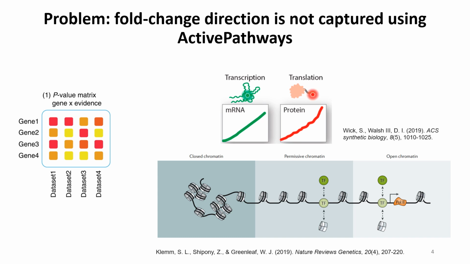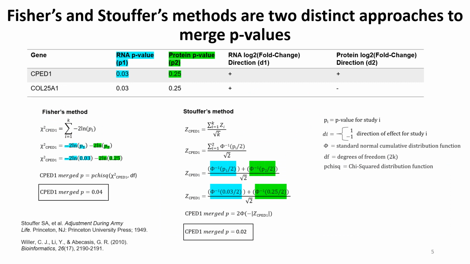protein. Many p-value merging methods exist to integrate various datasets, but Fisher's and Stouffer's methods are the most popular and the most commonly used because they provide the strongest power. So as an example, if you look at the gene CPAD1, we can see that the directionality between datasets is consistent, and both Fisher's and Stouffer's method identify this gene as being significant after merging the p-values. So we obtain a p-value of 0.04 using Fisher's method and 0.02 using Stouffer's method.